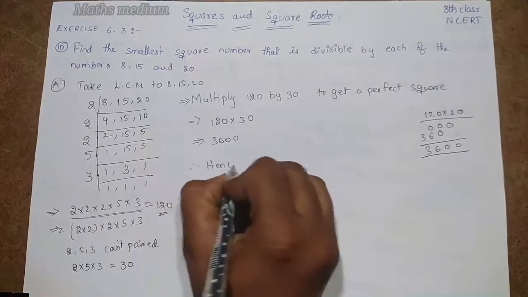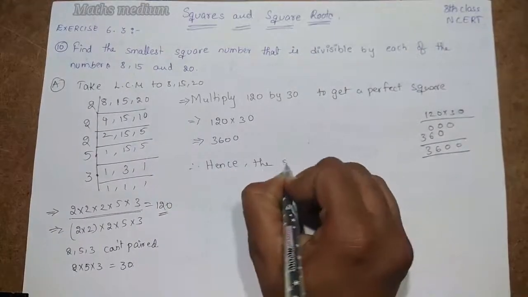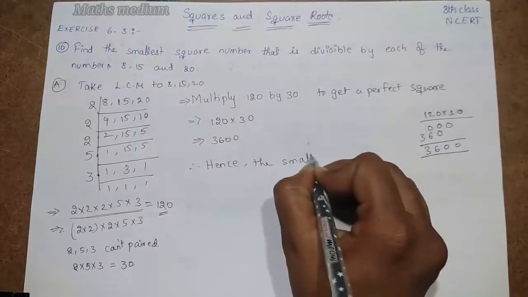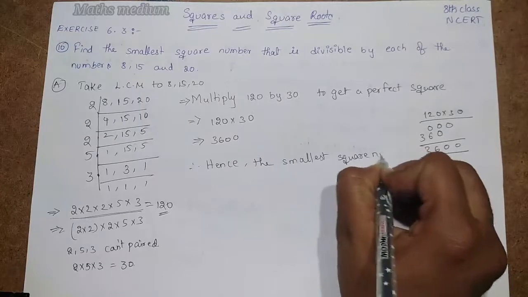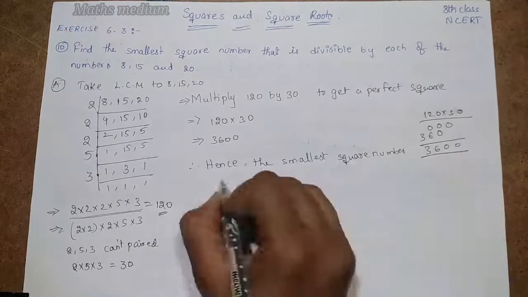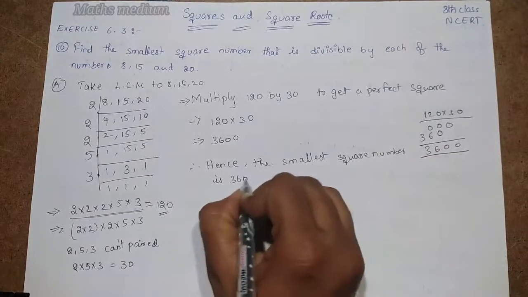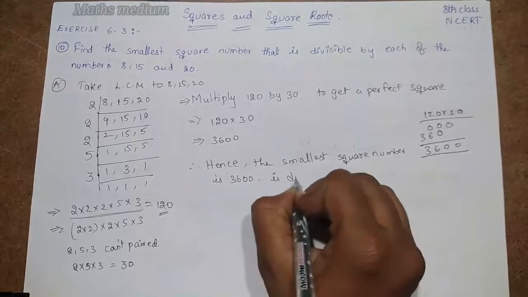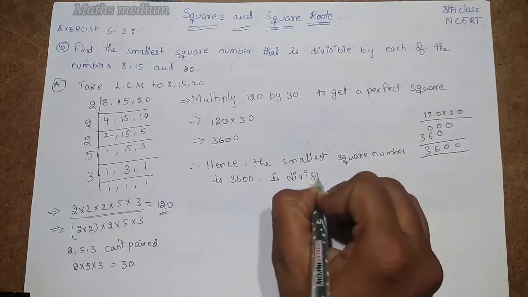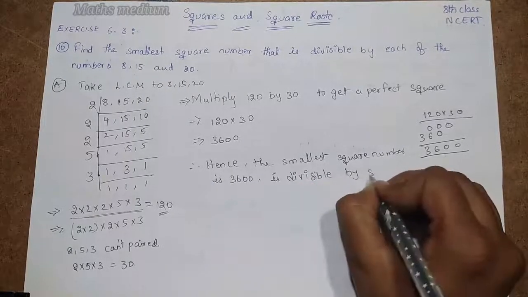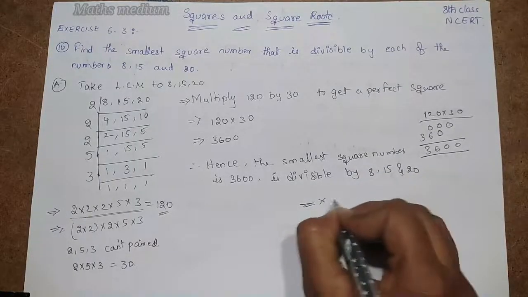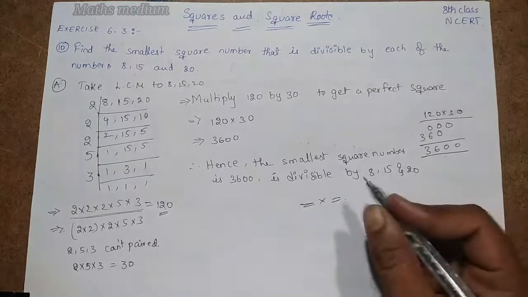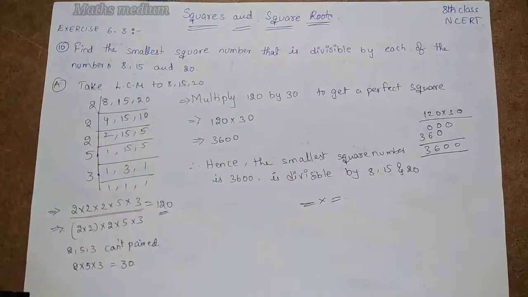Hence, the smallest square number is 3600, which is divisible by 8, 15 and 20. So this is the method to find the square number by using the LCM method also.